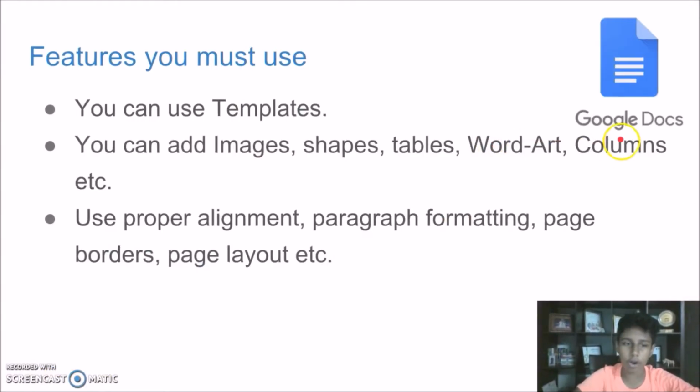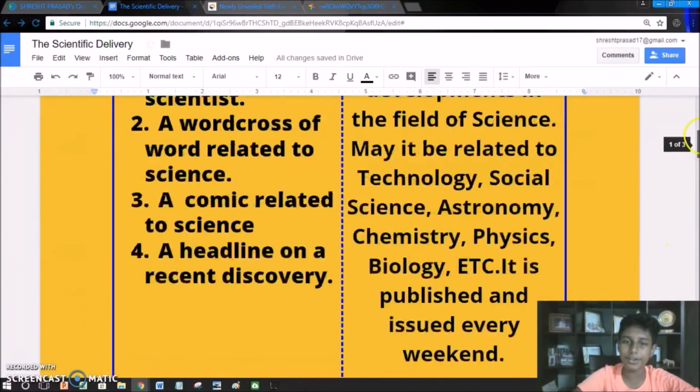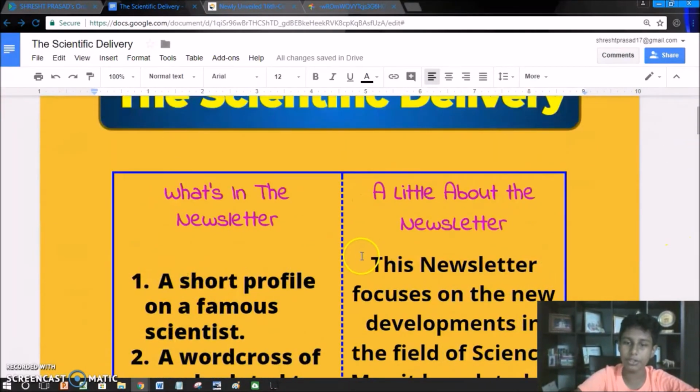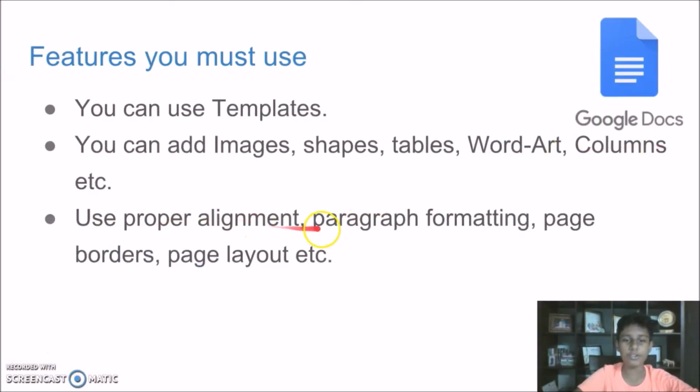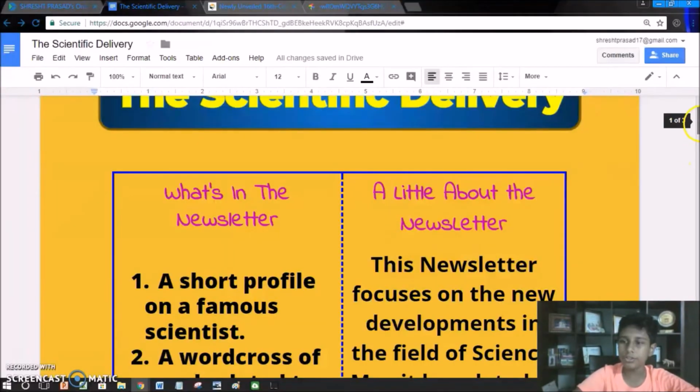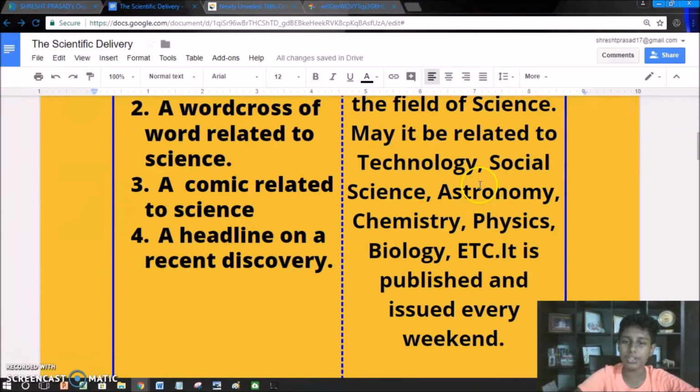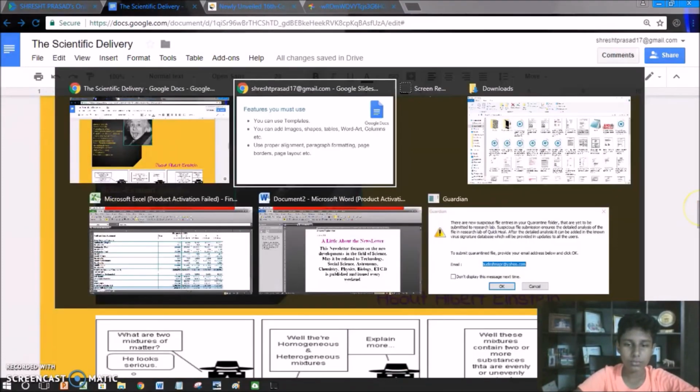The next one is columns. As I said before, I inserted the columns through the tables tab only, and I created the table consisting of one row and two columns, and I increased the size accordingly. The next one we had to use was proper alignment. So here I have used the center align and here the left align. Here I have also used the number bullets.